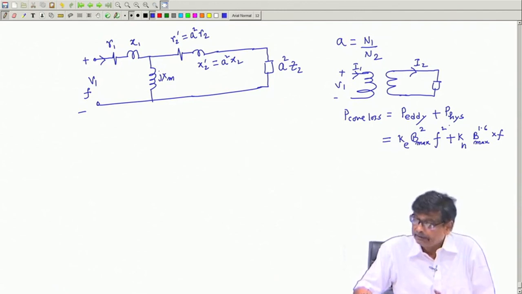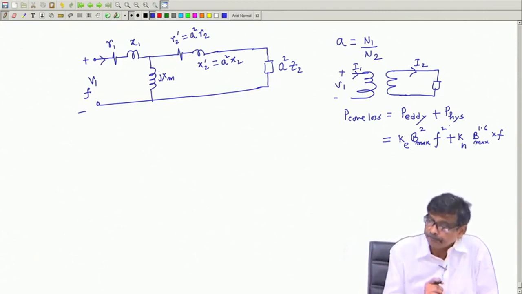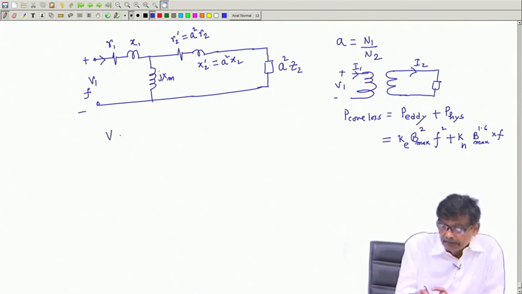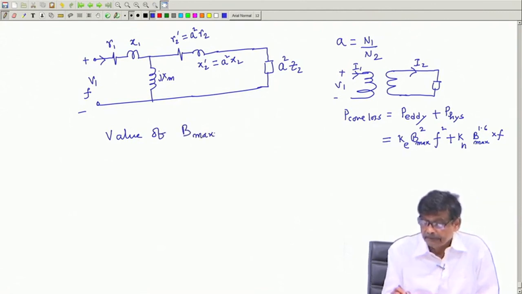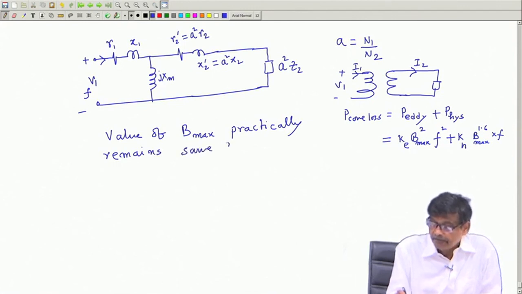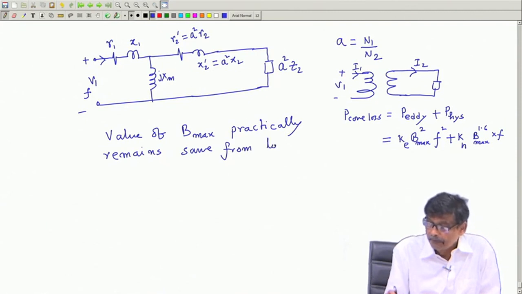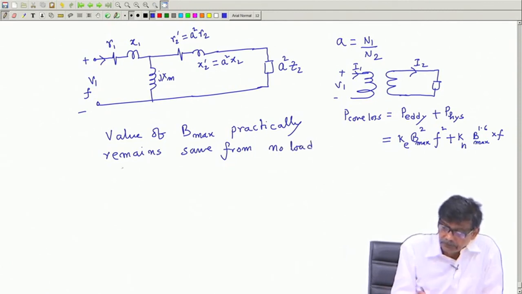F being constant, therefore, the hysteresis and eddy current loss depends upon B max, and the value of B max we have seen practically remains the same from no load, sorry, to loaded condition or full load condition.